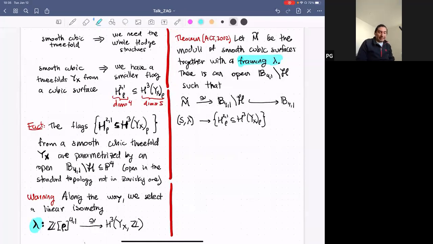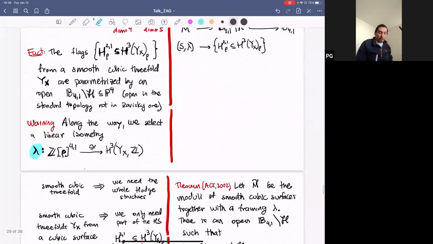So this is what we call a period map, that you can recover the geometric data from these flags. At this point, you are like, Patricio, I did not order cubic surfaces with a framing. My order was, I want to see just cubic surfaces by themselves. So how can you do that?